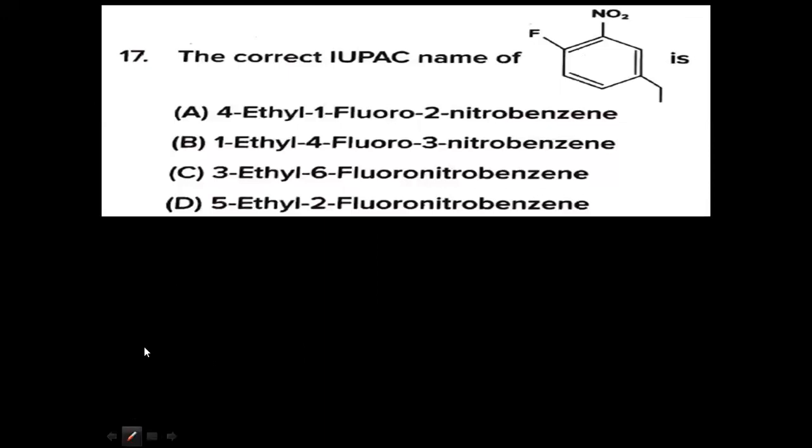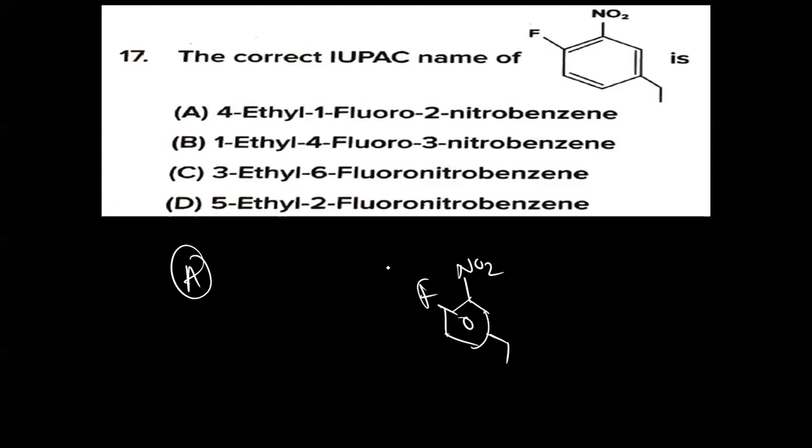Then 17. The correct IUPAC name of the given compound is. So since this is conceptual, we can predict our answer is A. We have to give the naming in alphabetical order, and we have to follow the second rule also, that is the lowest sum rule must also be applied. So if we give it in alphabetical order, the compound is like this. Here one fluorine group, next a nitro group, then an ethyl group is attached.